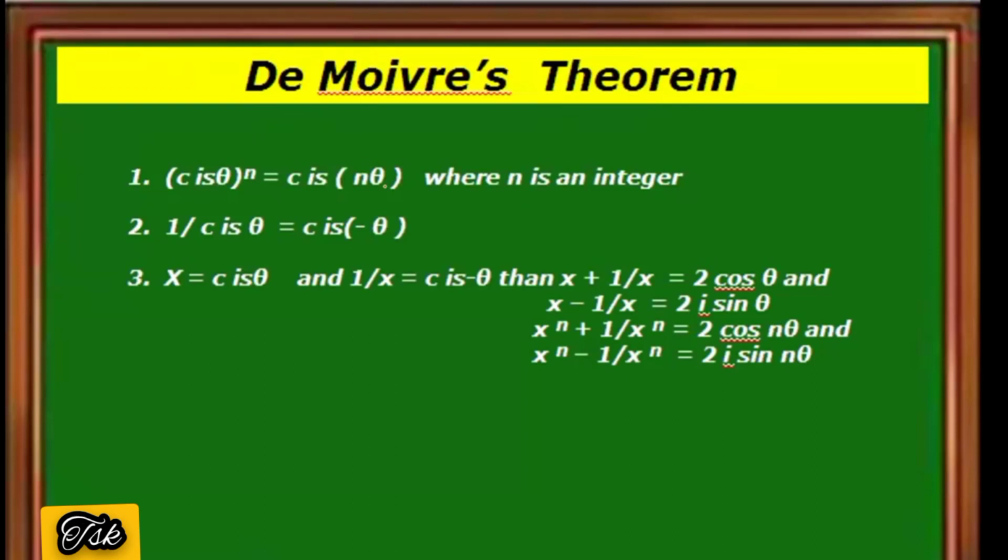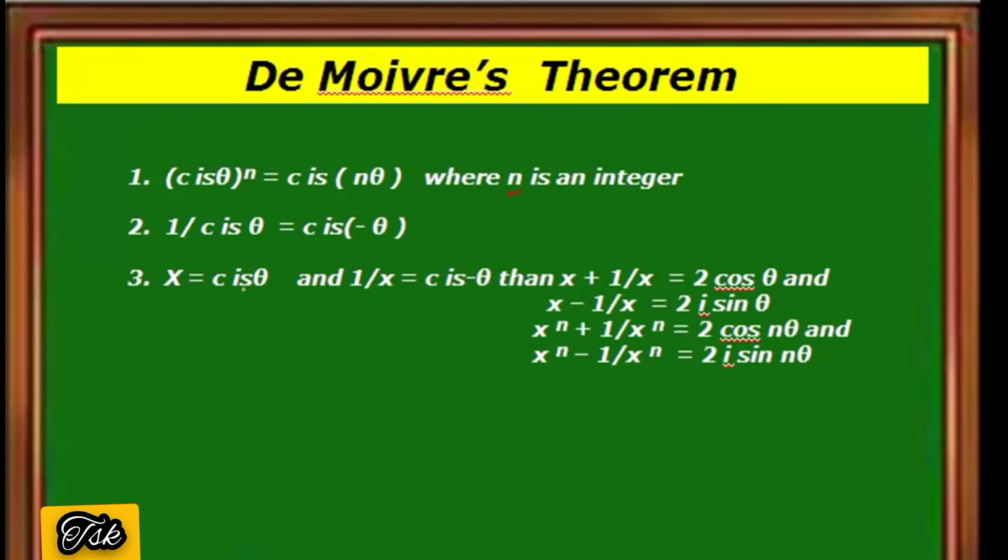is equal to cos n theta plus i sin n theta, where n is an integer. Second formula: 1 by cis theta is equal to cis minus theta. For rational index, we'll look into it later.